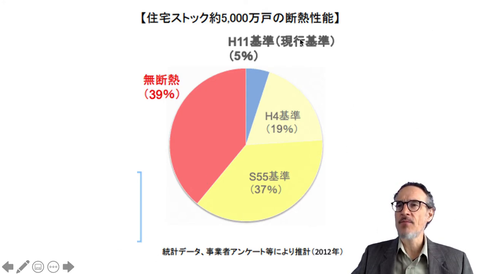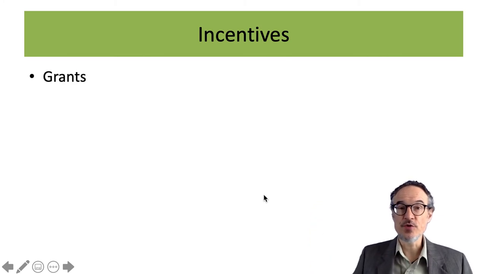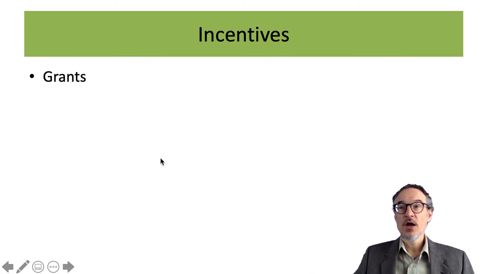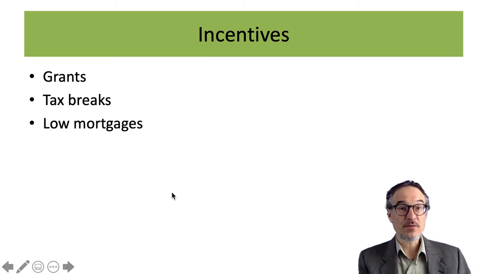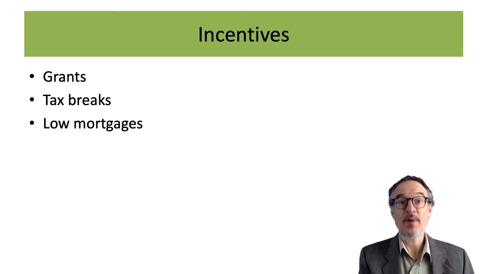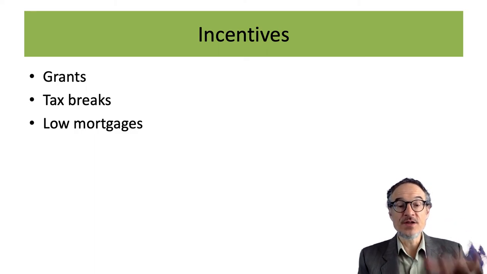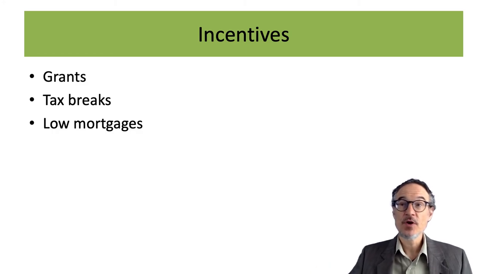There are some incentives in Japan, and incentives indeed in other countries. There are grants. Often the government will give money to improve insulation. There are sometimes tax breaks. Sometimes if you borrow money from the bank to build a house, if you get a loan to build a house in Japan, for example, and you have a low energy house, then you can get a low interest rate, so you pay less for your loan.